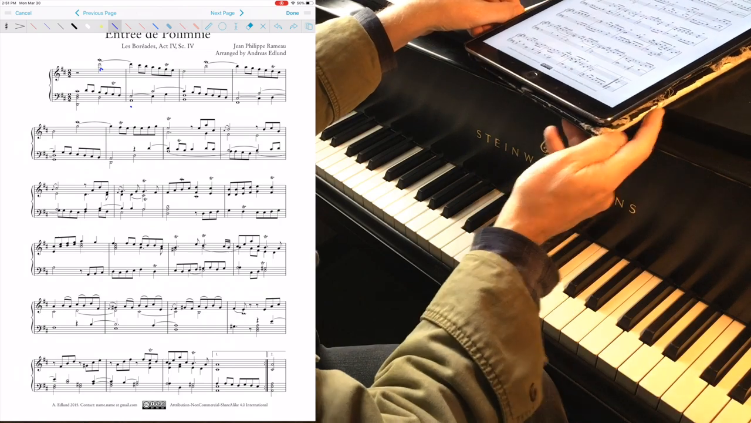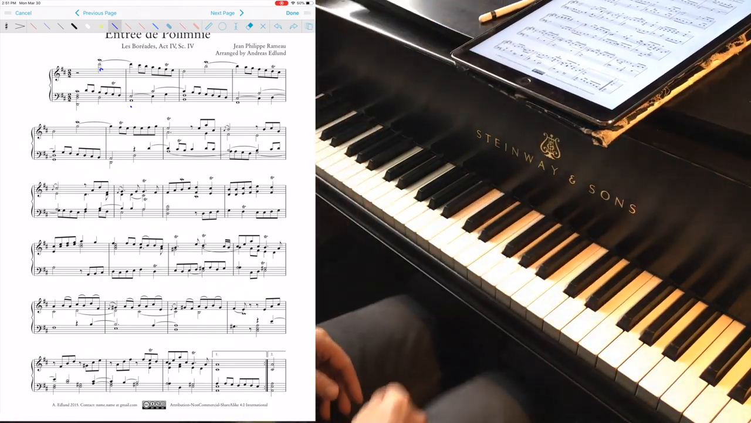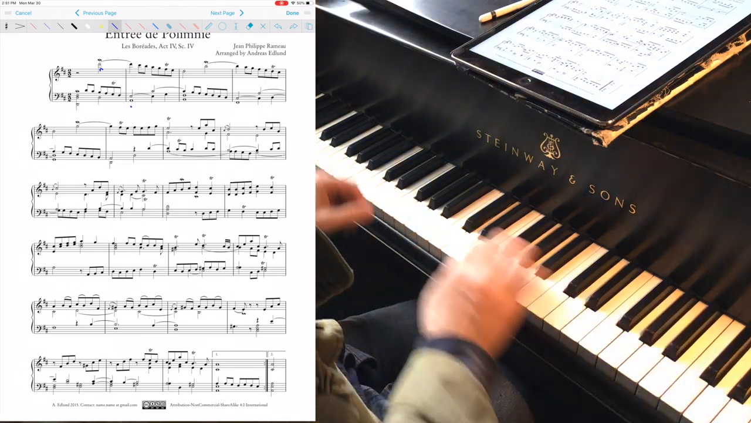Now, I don't know what this would be in the original instrumentation. You know, maybe violins or something. Well, violin has no problem just holding over the bar line. The piano does have a problem.